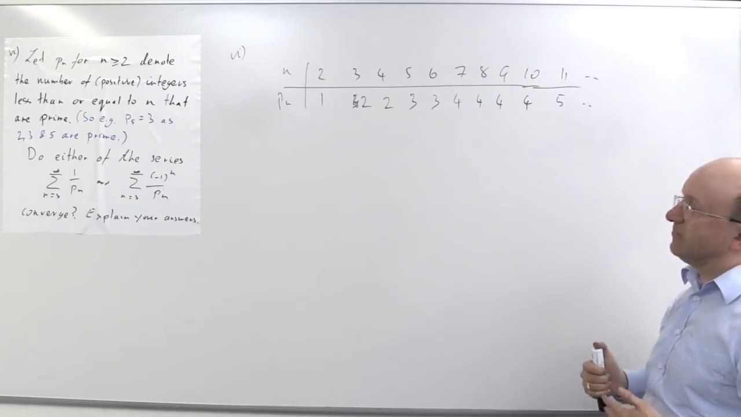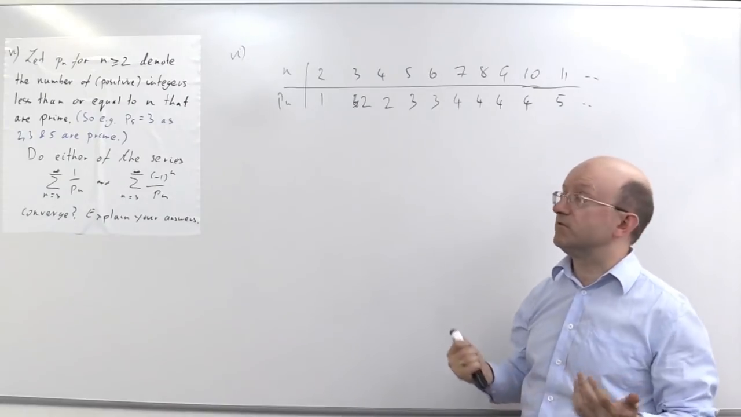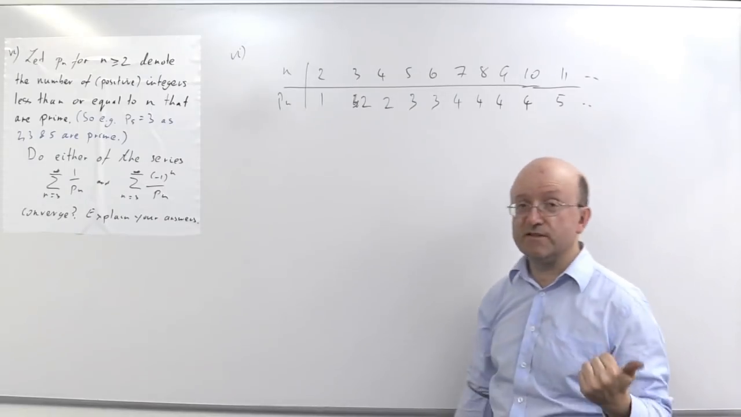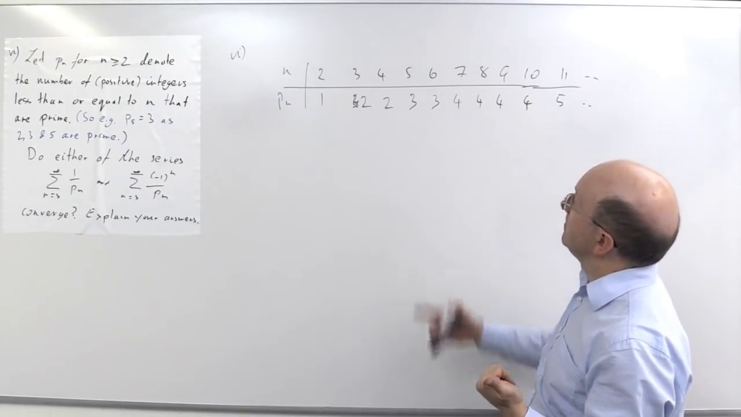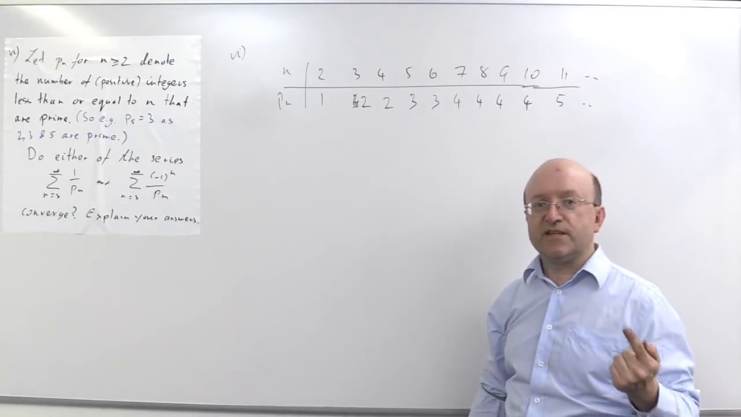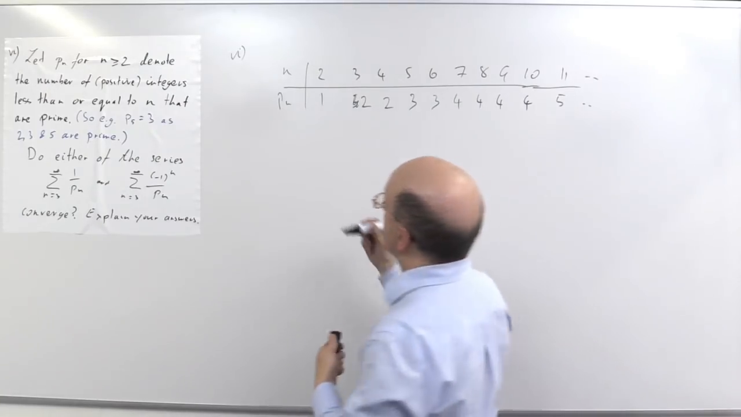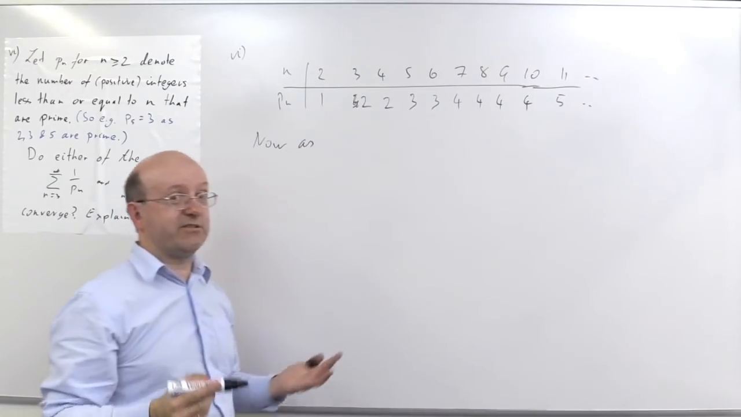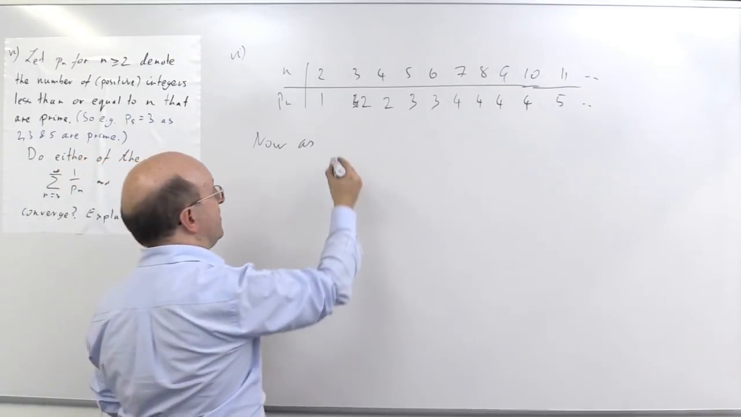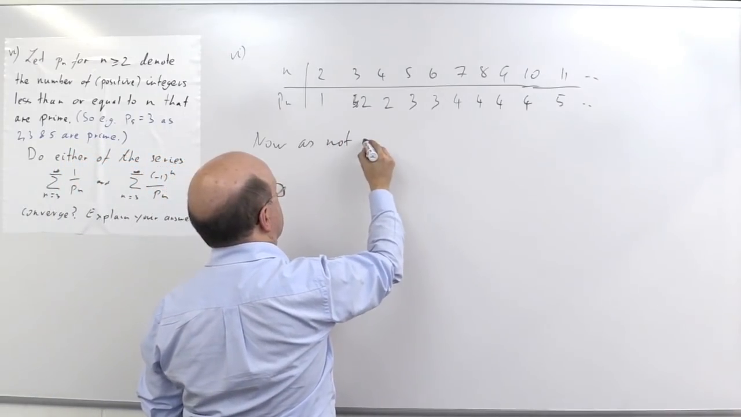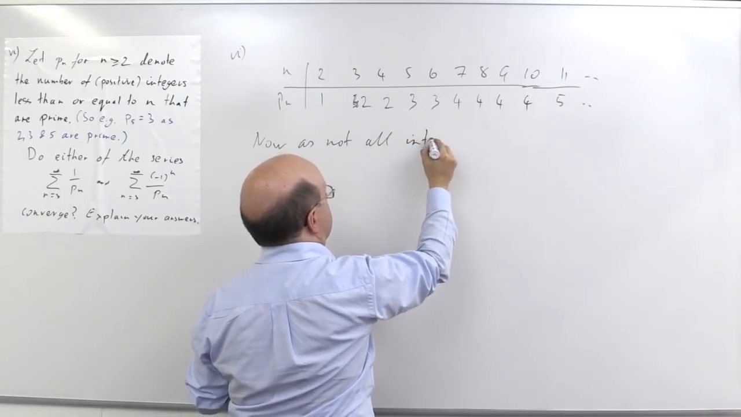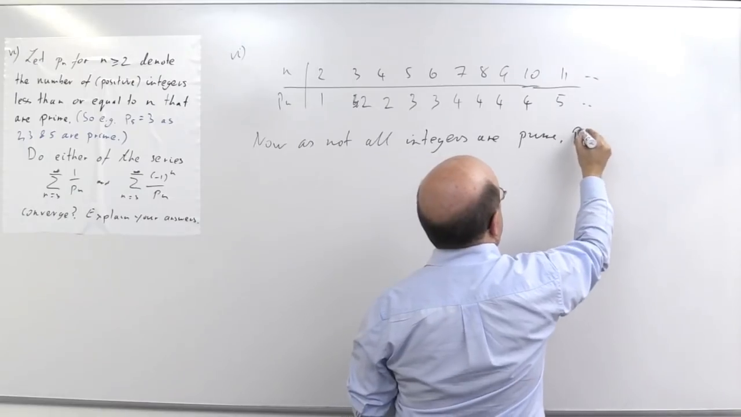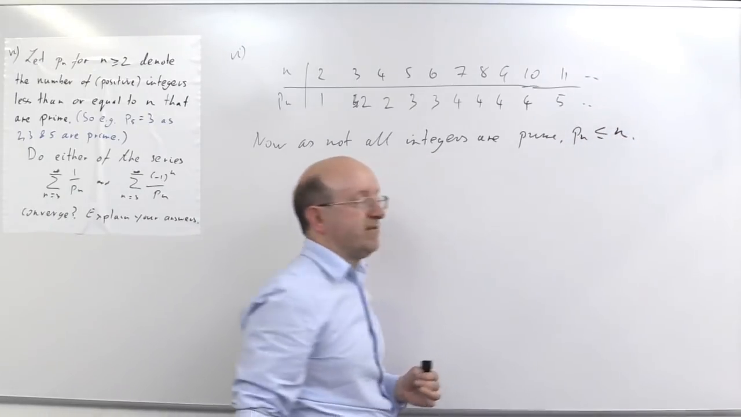And from this little table, two things should be obvious if they weren't obvious to you before. The first is that Pn is an increasing function. And secondly, that it's always less than or equal to n. And the reason we know that Pn is less than or equal to n is that not all numbers are prime. And that's all we need as an observation, as not all integers are prime. P of n is less than or equal to n for every n.